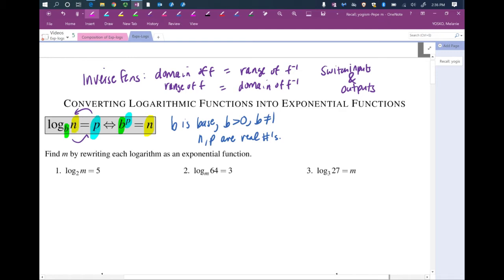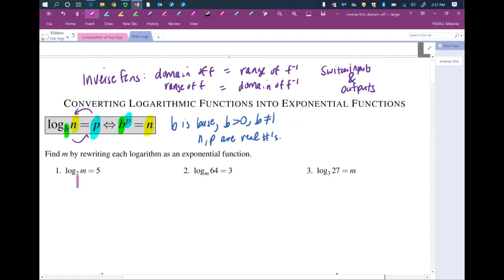I can do a lot of things with exponentials. I understand how the powers work. I have a little harder time with logarithms. So if I can change my logarithms into exponentials, I'm usually in a better position. So let's try some. Find m by rewriting each logarithm as an exponential.